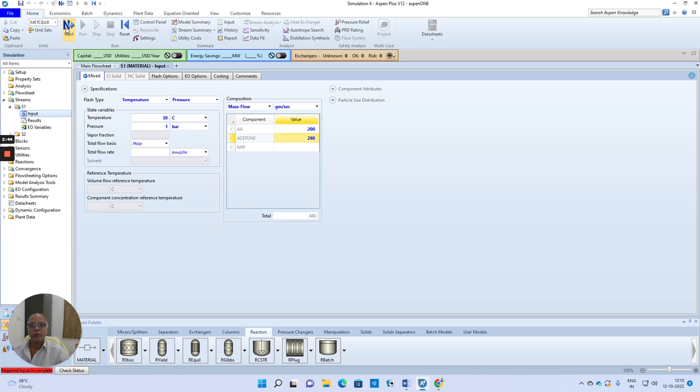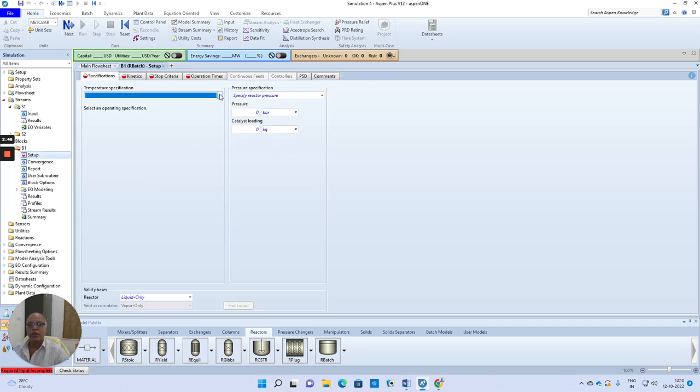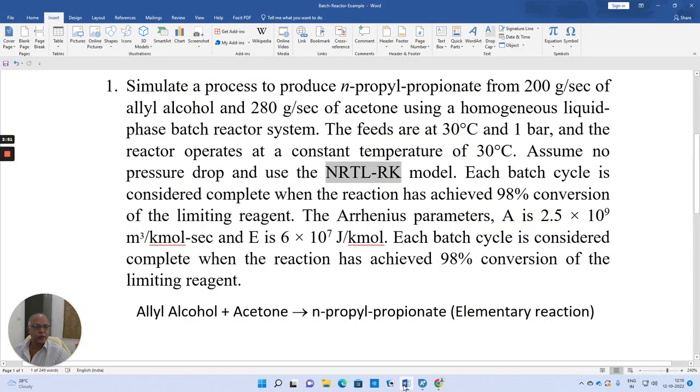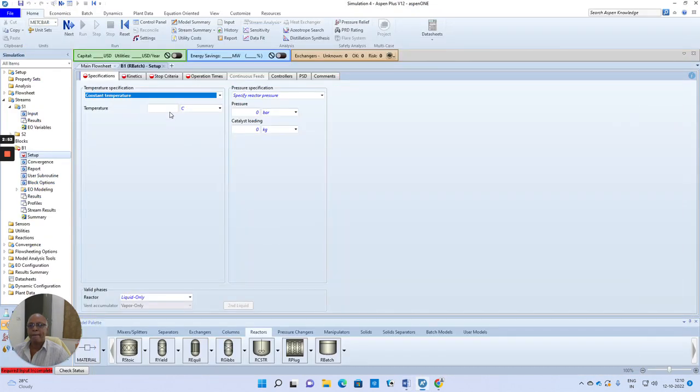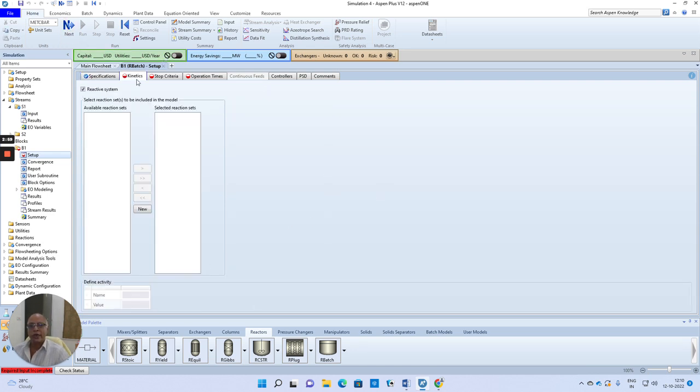We may have to give some information with respect to the block. The reactor is operating at a constant temperature of, again, 30 degrees centigrade. And we are assuming that there is no pressure drop. It's a liquid phase reaction. Go to next. New. Say R1.